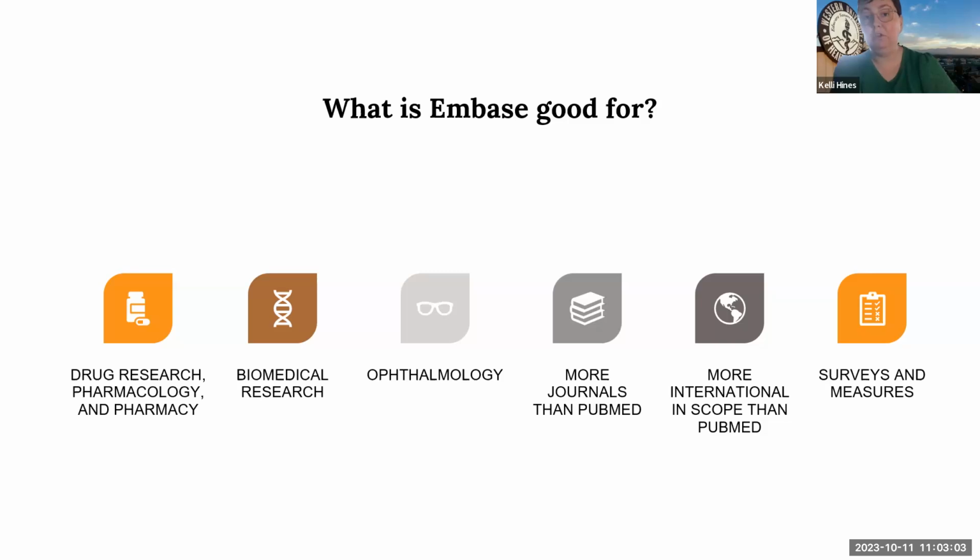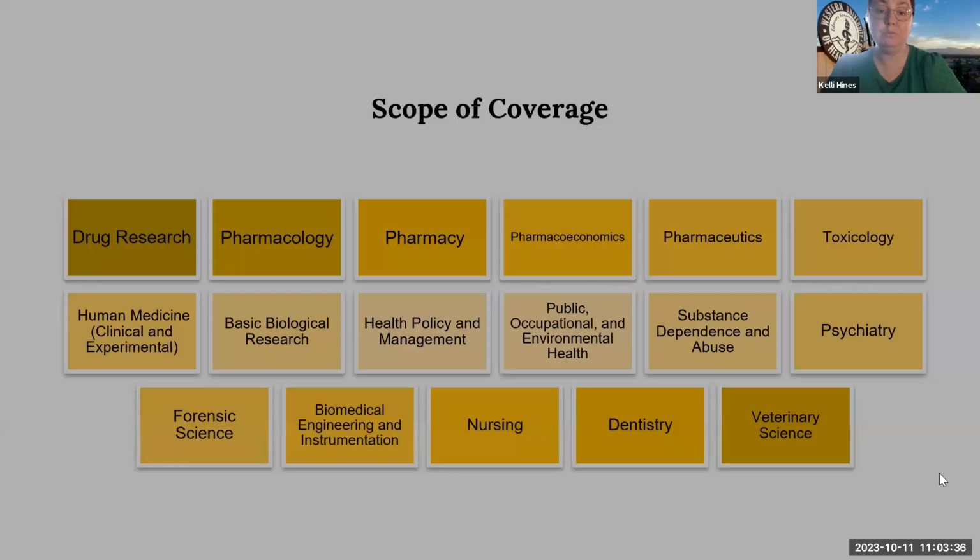So I find it can be helpful to search PubMed and then also search EMBASE, kind of tag team both of them. It's also good for identifying which surveys and measures are used to test a particular concept, not necessarily the surveys or measures themselves. That's indexed in the controlled language, and it's actually very robust. I was surprised to find this, but that's helpful as well.